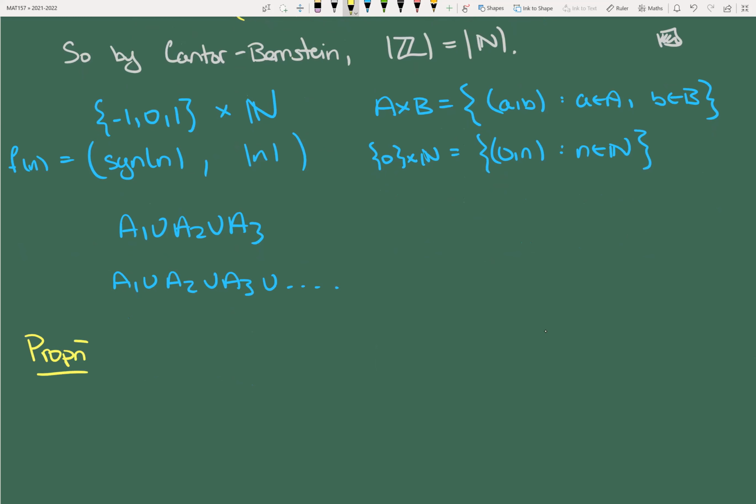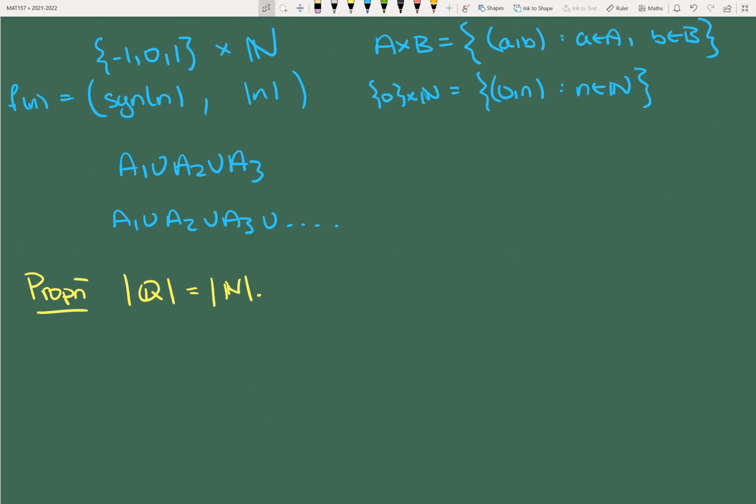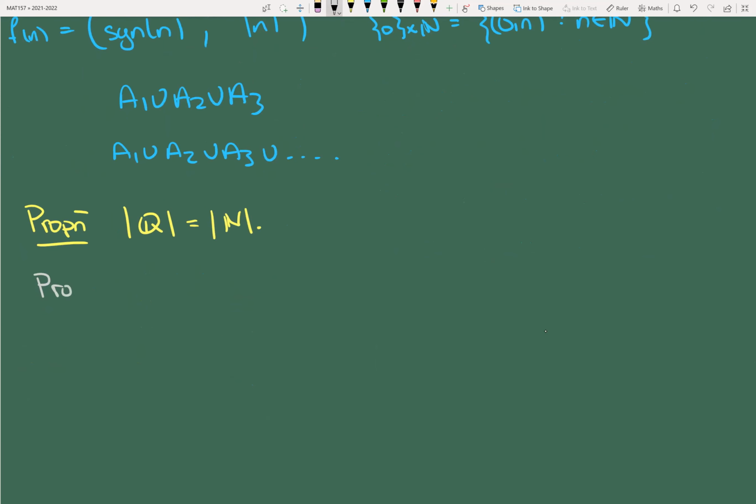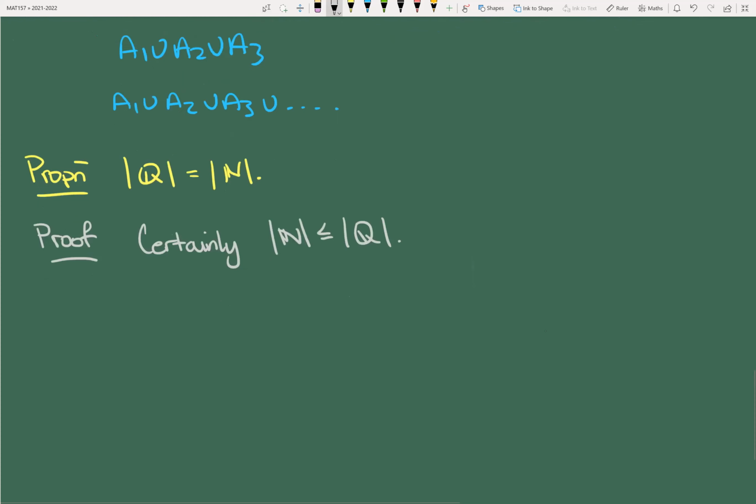All right, so let me just very quickly do this one. Proposition: the rationals are also countable. Okay, and we're going to do the same thing. Clearly N is a subset of the rationals, again just by using the inclusion map. So certainly N is in Q. And then for the other direction, we're again just going to construct an injection from the rationals into the naturals and then use Cantor-Bernstein in order to prove the result.